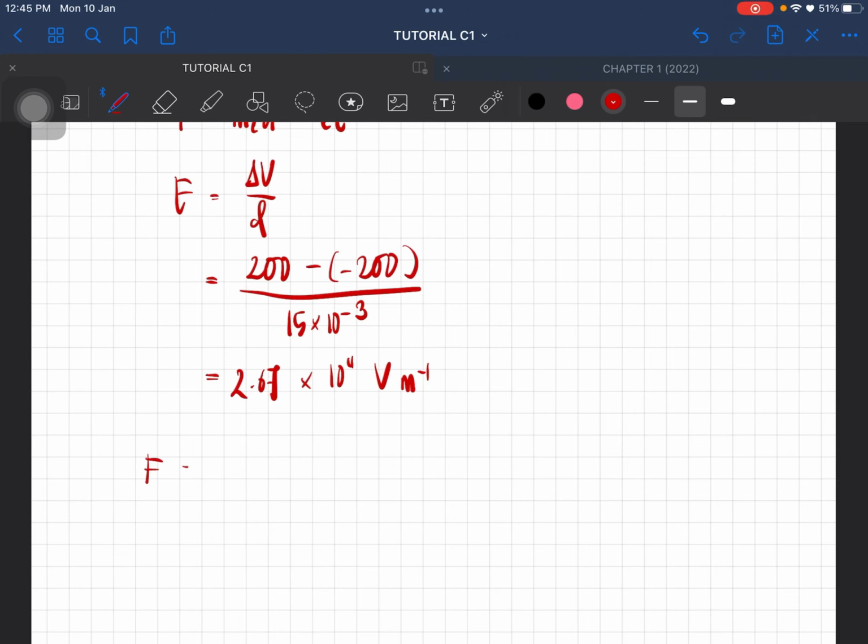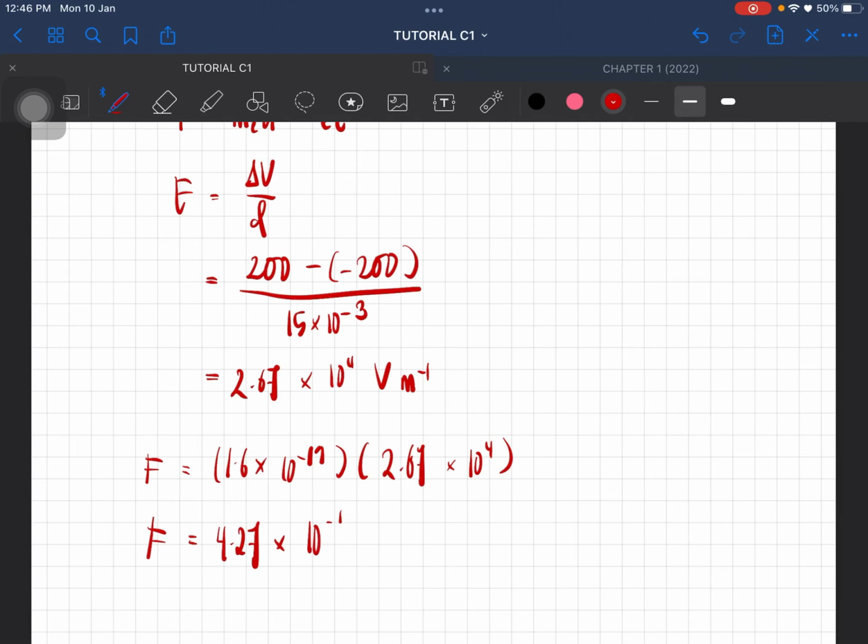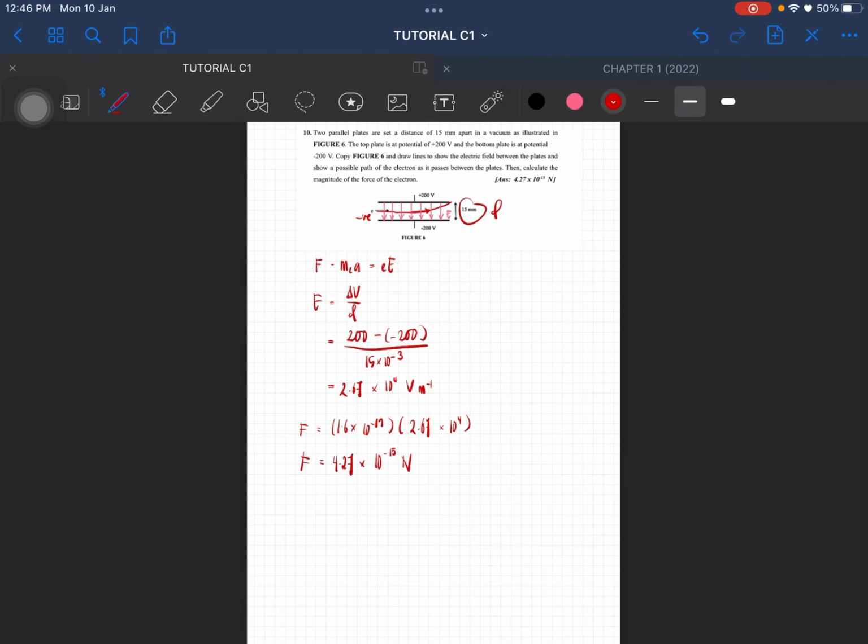Then substitute that number into this equation. So this is the electron charge, and then you should get the force to be equal to 4.27 times 10 to the power of negative 15 Newton. Alright, so that is your solution for the last question for this chapter.